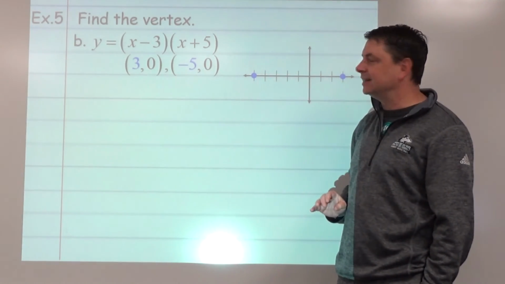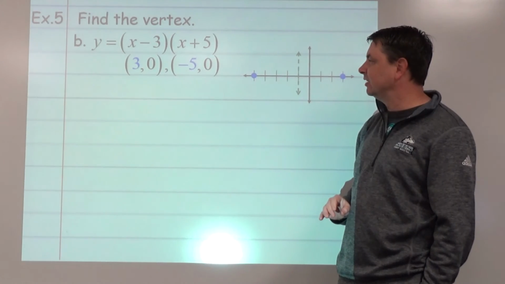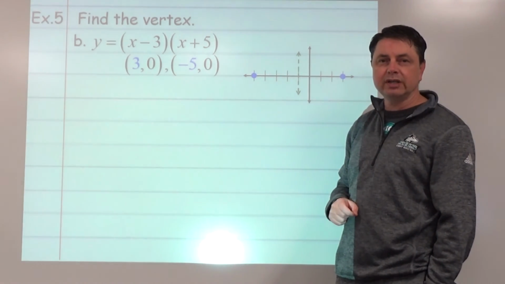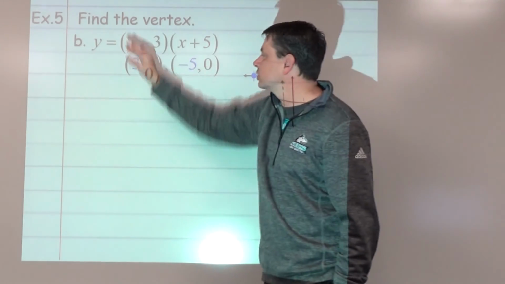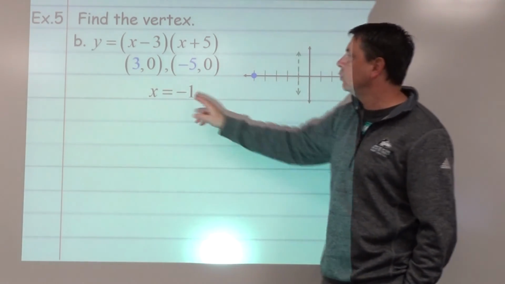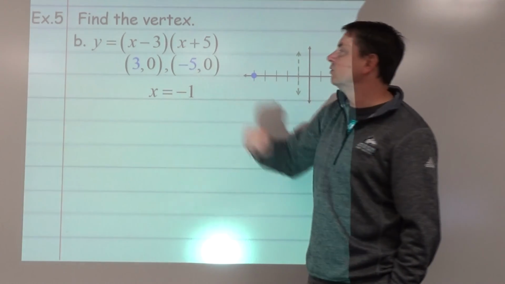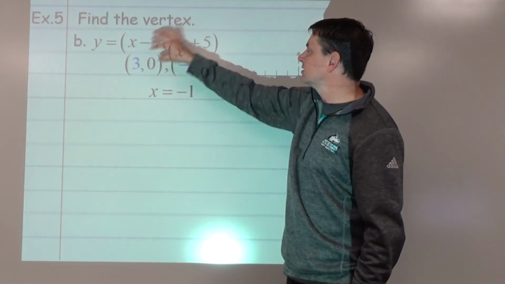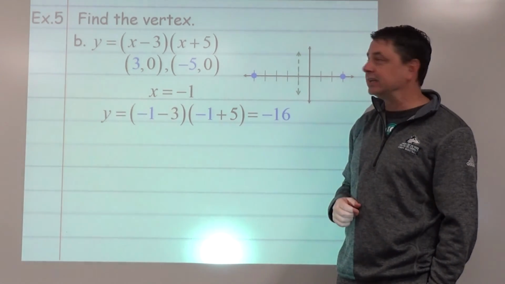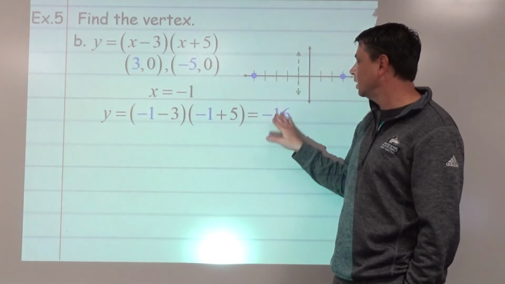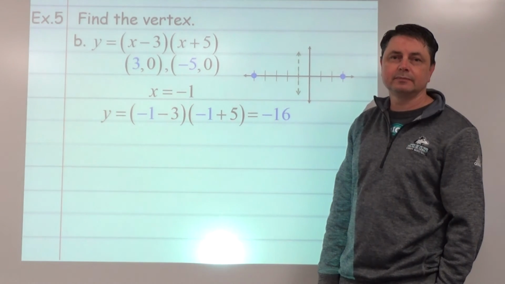I think we're going to find that at negative 1. So x equals negative 1. That's the x-coordinate. When you want to know the y-coordinate, just plug that into our function. So x is negative 1. Now do negative 1 here, negative 1 there. Multiply this out. We get negative 16. So our vertex is (negative 1, negative 16).